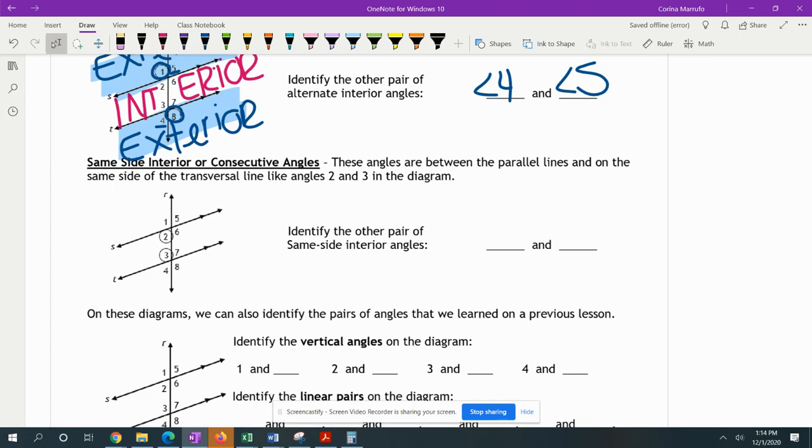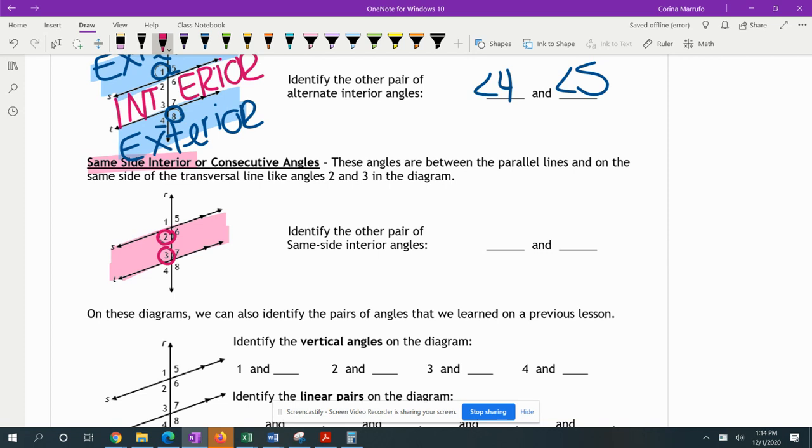So this one has 2 different names, so I don't want you guys to get confused. They're either same side interior, which is in the name. They're inside the parallel lines and they're on the same side of the transversal. So for example, 2 and 3 are on the same side. So those are called same side interior.